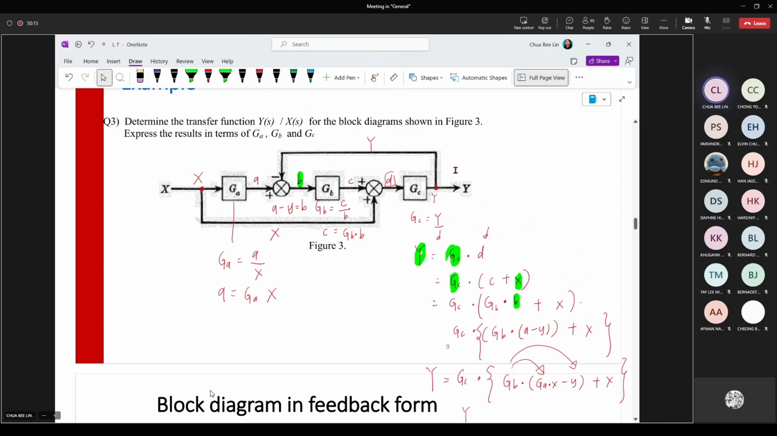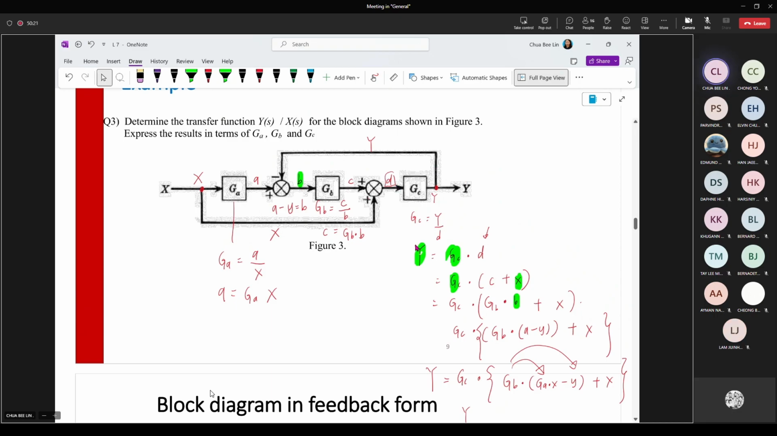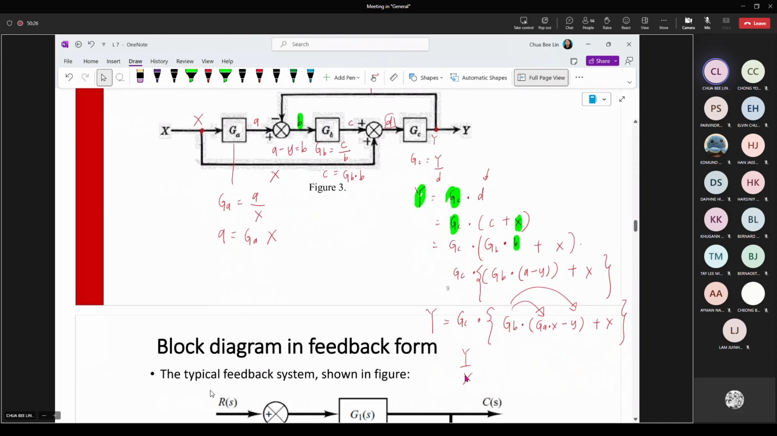So you will start from the back. The first block is GC. It will be output Y over the D. Then you rearrange to get your output at the left-hand side, because finally you will get something Y over the X. So what is Y over the X? The Y over the X is the closed loop transfer function.